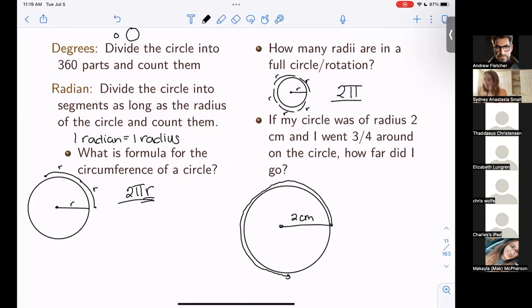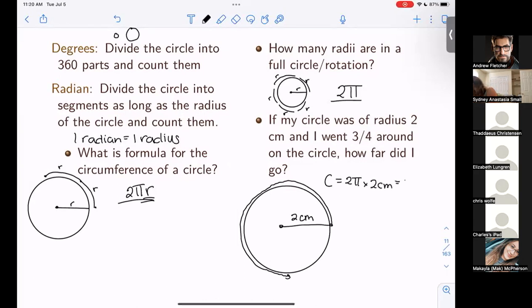How far is that? Well, it may help first to find the circumference. So just using this formula over here, I know that the circumference is 2 pi times our radius, which is 2 centimeters.